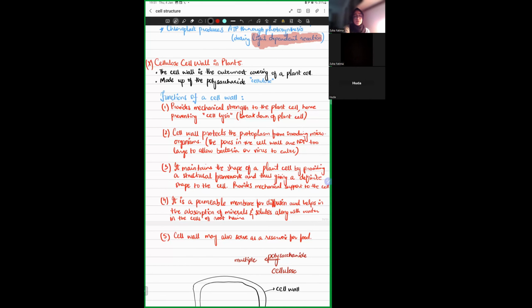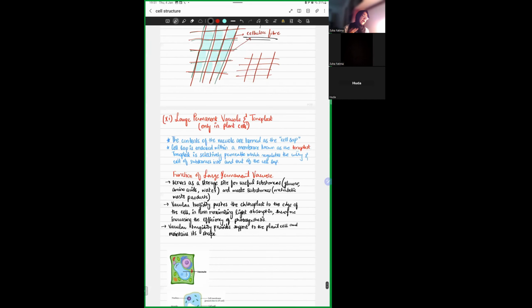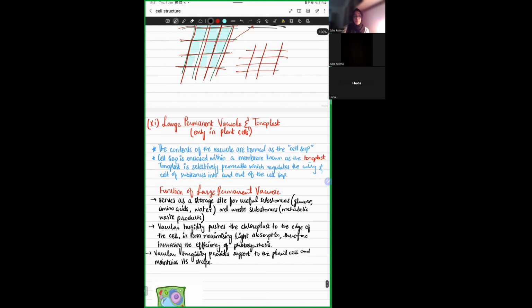And cell wall can also serve as a reservoir for food. Okay, so that's about our cell wall. Any questions about it?